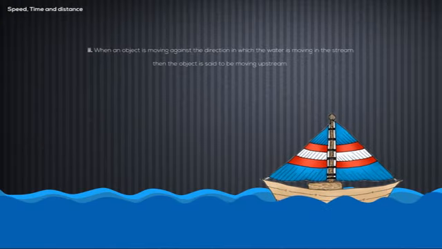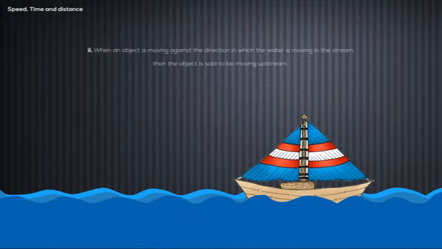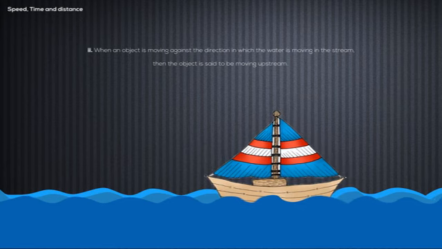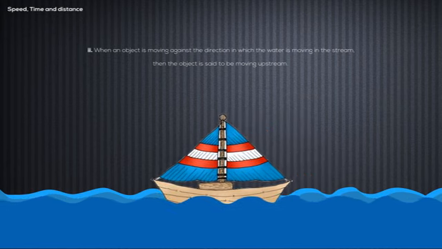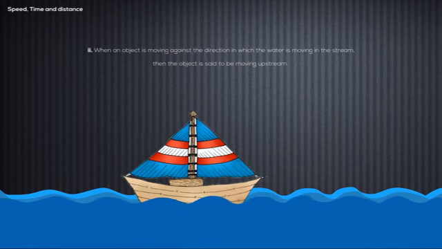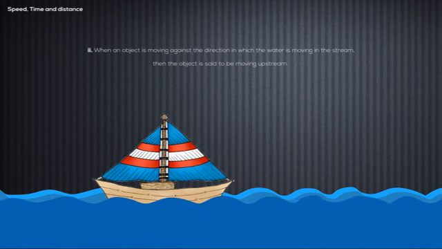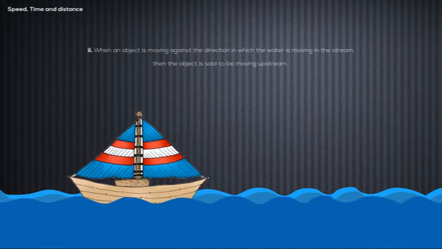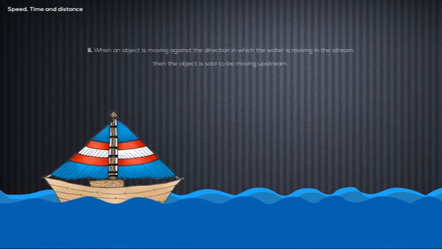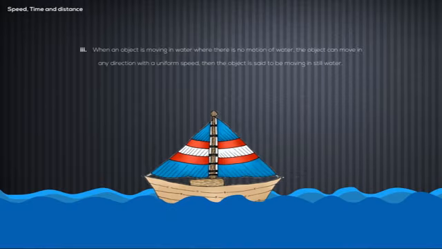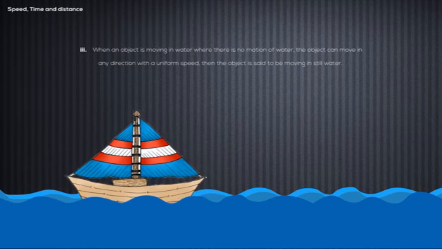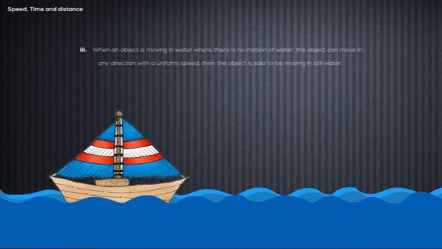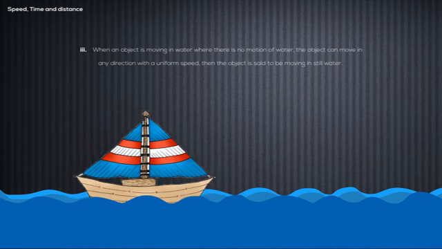When an object is moving against the direction in which the water is moving in the stream, then the object is said to be moving upstream. When an object is moving in water where there is no motion of water, the object can move in any direction with a uniform speed. Then, the object is said to be moving in still water.